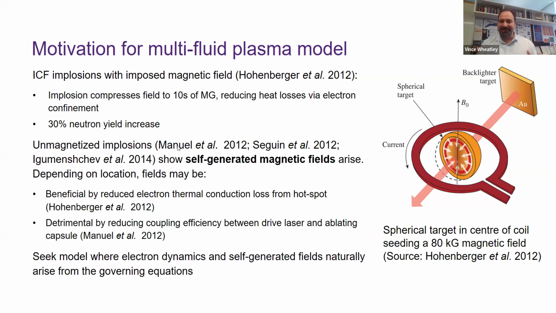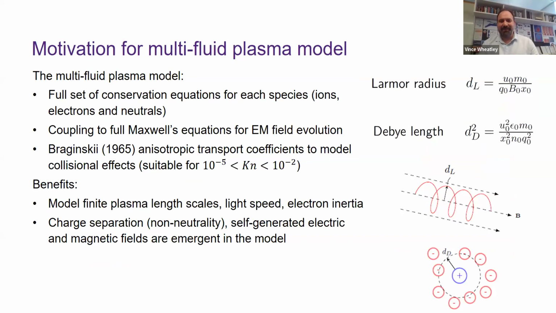Unmagnetized implosions, such as those by Manuel et al., showed the presence of self-generated magnetic fields, and these could be beneficial by either reducing the aforementioned electron thermal conduction losses, or detrimental by reducing the coupling efficiency between the drive laser and the capsule. In both cases, these are not emergent behaviors that are modeled by the equations of ideal MHD. So we wanted to seek a model where both the electron dynamics and the self-generated fields naturally arise from the governing equations. And the model that we settled on is the multi-fluid plasma model, which I'm going to present.